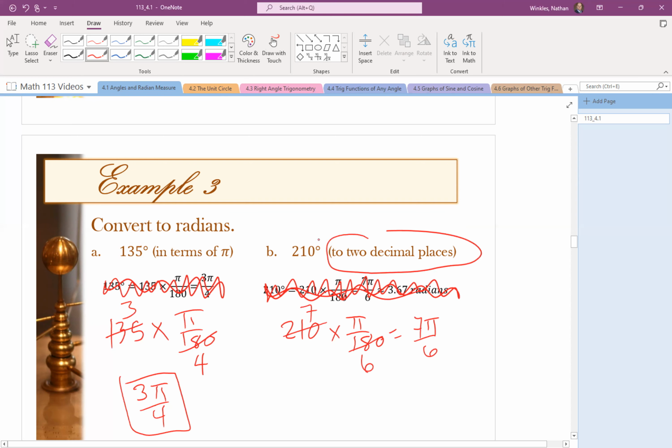Now, keep in mind, this one said 2 decimal places versus the first one said in terms of pi. So we would just want to pull up our calculator at this point and calculate it out. So when we do 7 pi divided by 6, if we round this to 2 decimal places, we get 3.67 as our answer here.